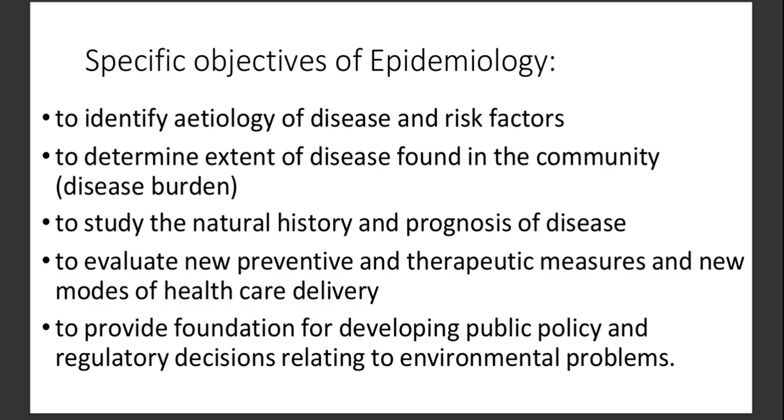And also determine the extent of the disease found in the community. How bad is the disease in this community? And to study the natural history and prognosis. The natural history is the course of the disease, and prognosis is how well this disease is responding maybe to the interventions in the community.